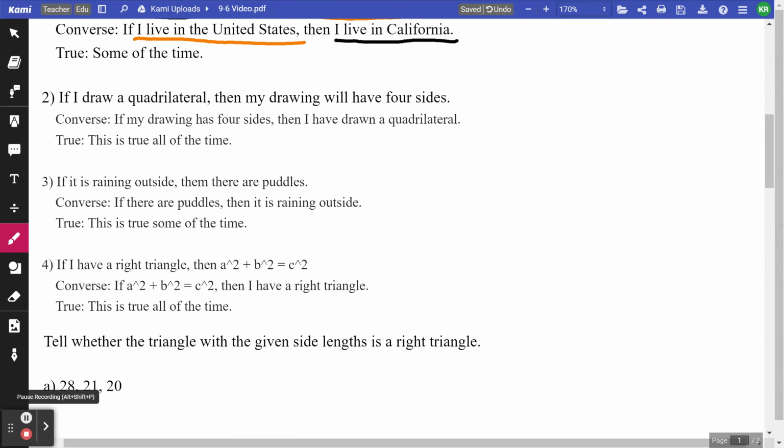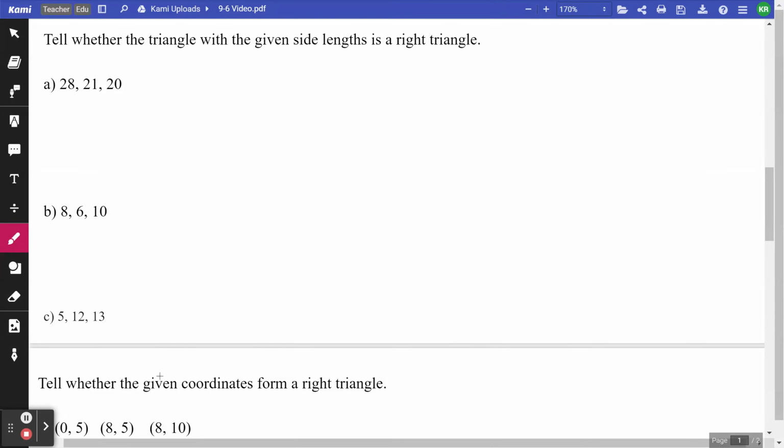And finally, for number 4, this is what we're working on today. If I have a right triangle, then a squared plus b squared equals c squared. Then the converse of that would be, if a squared plus b squared equals c squared, then I have a right triangle. That would be true all of the time. So what we're looking at here is, if we're given 3 sides of a triangle, we should be able to decide whether that's a right triangle or not by using the Pythagorean theorem. If the Pythagorean theorem works, then it's a right triangle. If the Pythagorean theorem doesn't work, then it's not a right triangle.